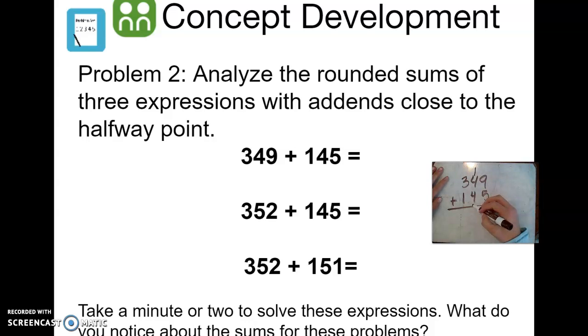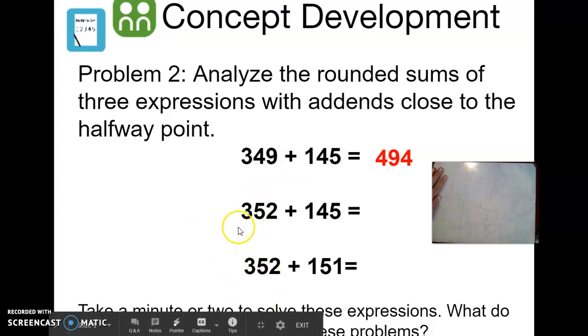If you like to add it at the bottom, you may, but you don't have to do both. 4 plus 4 is 8 with an additional 1 is 9. 3 plus 1 is 4. So 349 plus 145 is 494. Way to go, us. I would like for you to pause the video and try doing these next 2 problems on your own. Pause the video and do those now.